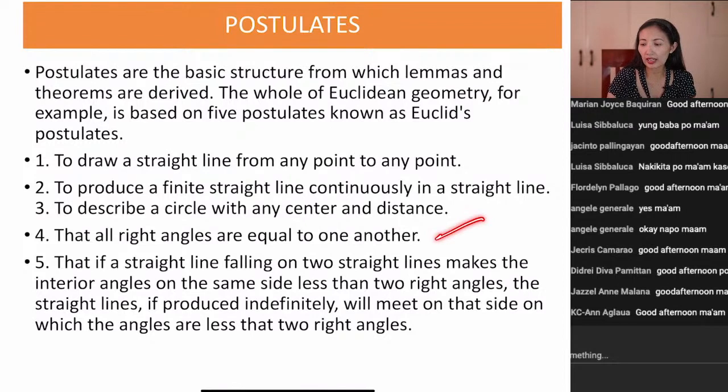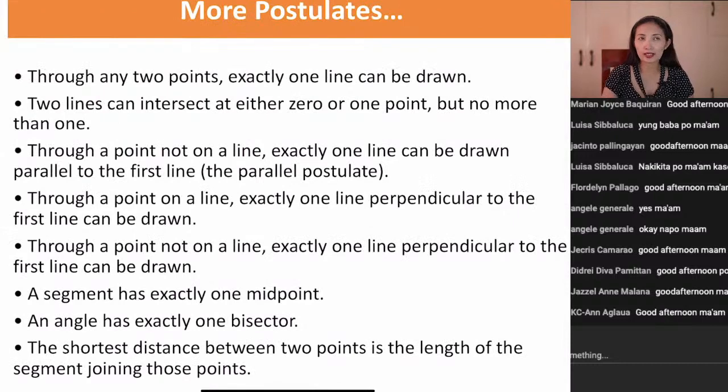Number 5: if a straight line falling on two straight lines makes the interior angles on the same side less than 2 right angles, the straight lines, if produced indefinitely, will meet on that side on which the angles are less than 2 right angles. Some other postulates.